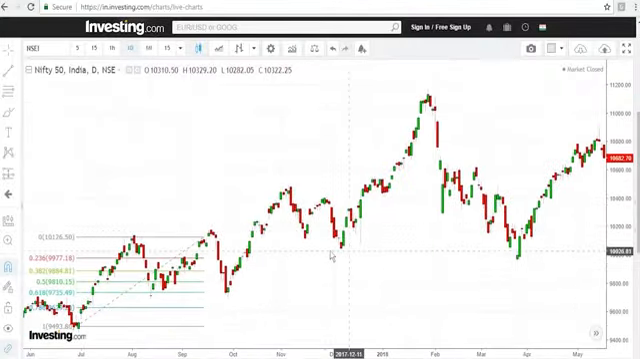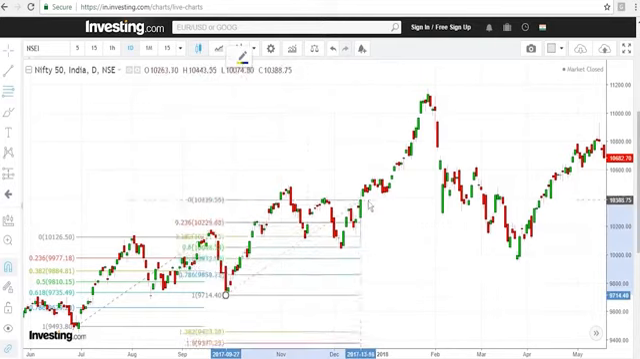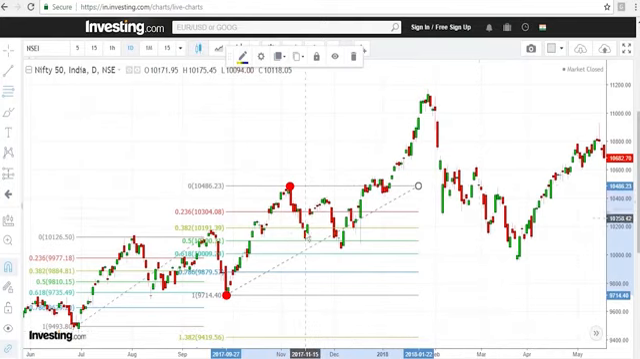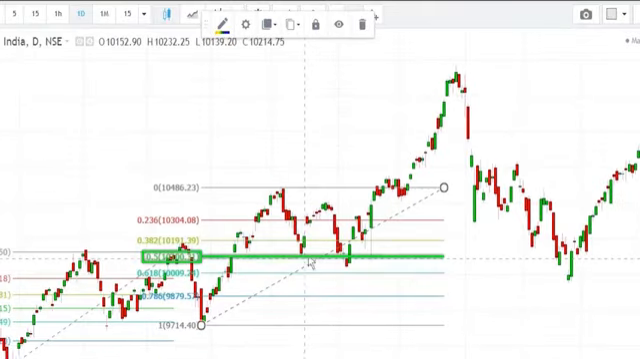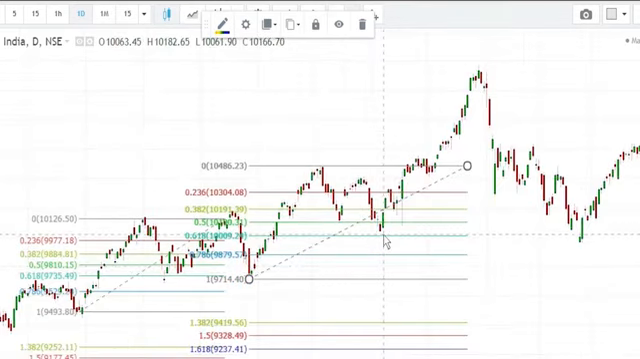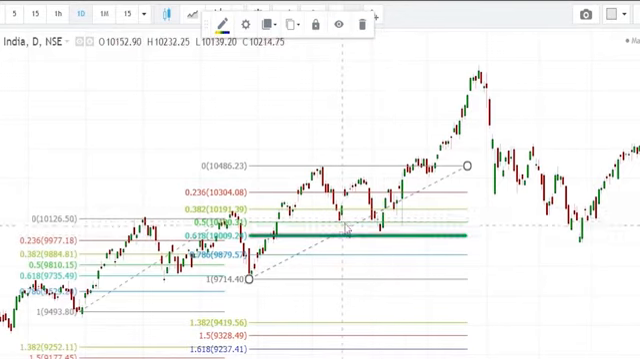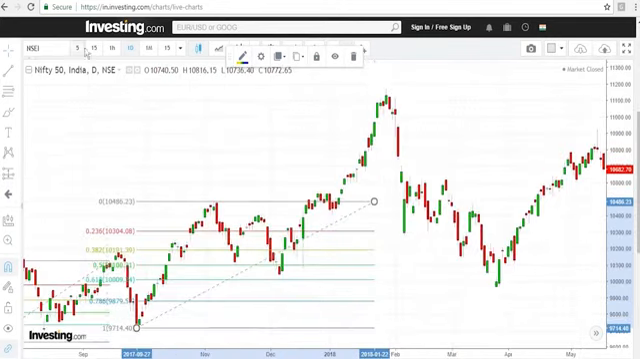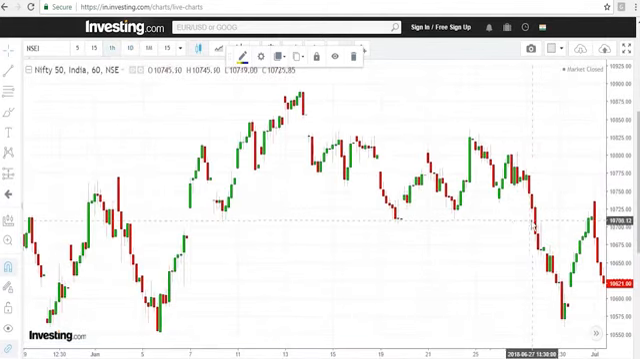Let me look at this correction. Here also what we could see is that the first correction was till the 0.5 point, and then the market corrected after that to 0.618. So one can actually look for going long around this 61.8% level. If the market comes close to this point, with a very small stop loss, one can go long in the market. Now let me go to a smaller chart, the hourly chart.